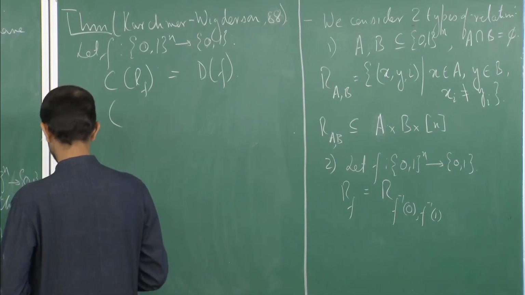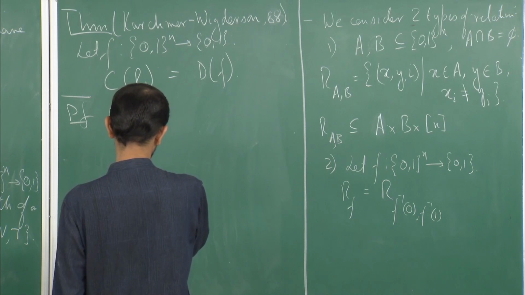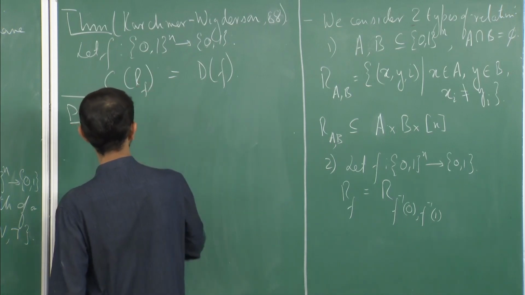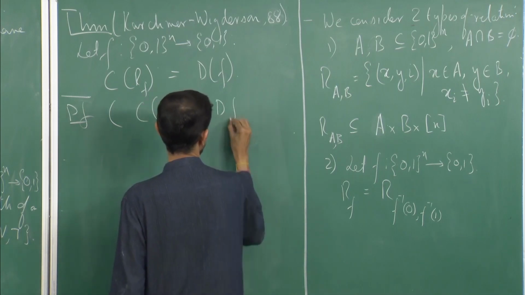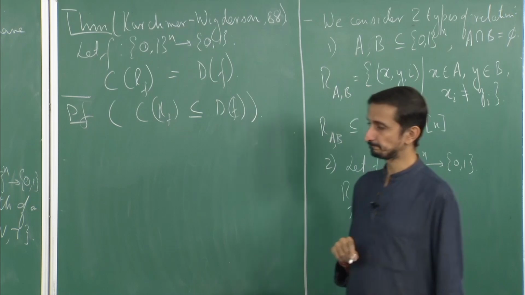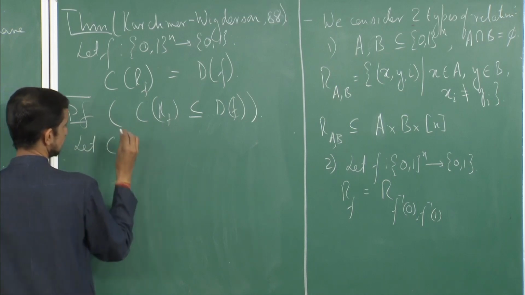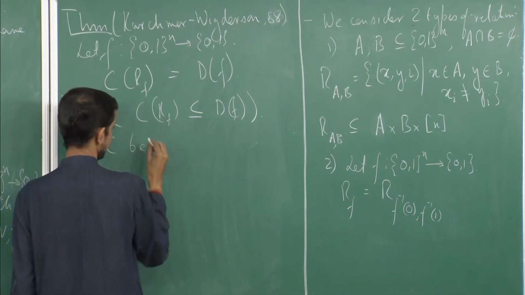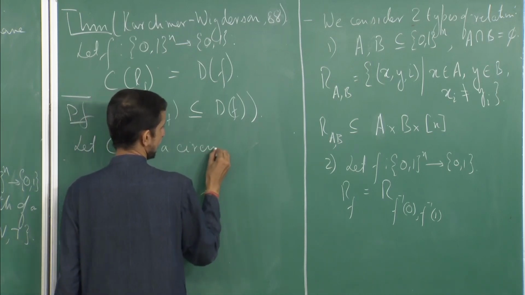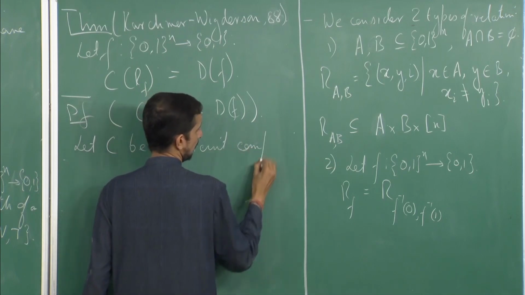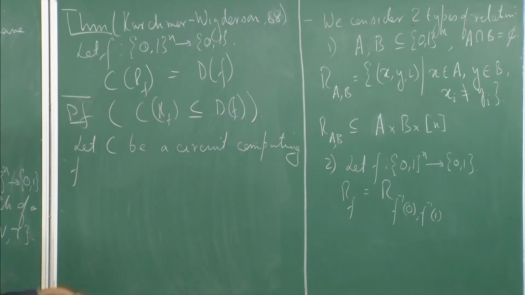let us prove the direction that, given a circuit, there is a communication protocol. So C_R of f is at most D of f. So let C be a circuit computing f, and using De Morgan's theorem, we will assume the following.